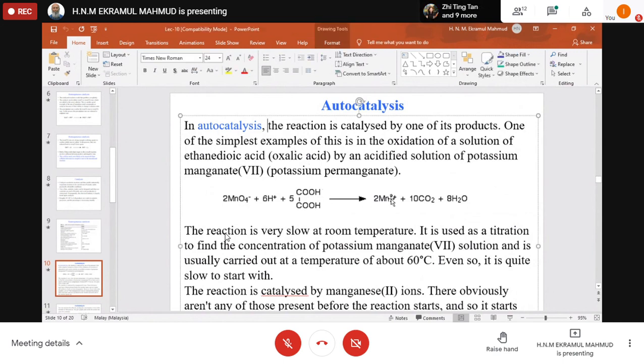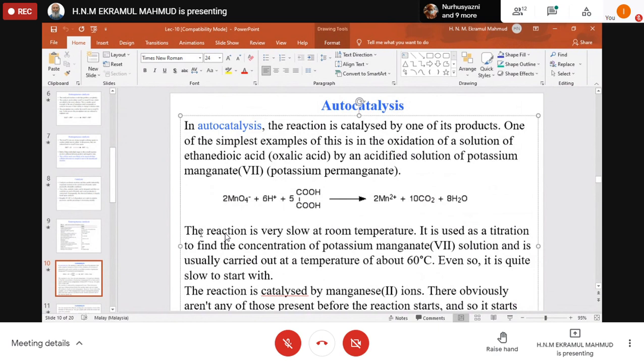Okay, this can also be termed, though I'm not very sure whether we can call it an autocatalyst here, because this one is in fact generated from the reaction. So in autocatalysis, one of the products acts as a catalyst. So the reaction is catalyzed by one of its products. One of the simplest examples of this is the oxidation of a solution of oxalic acid by an acidified solution of potassium manganate.